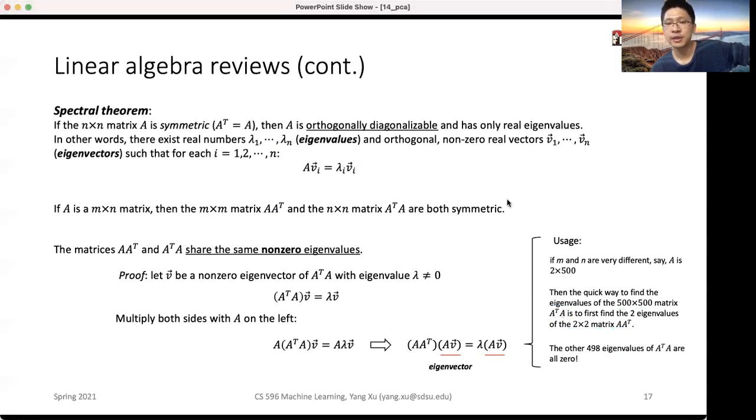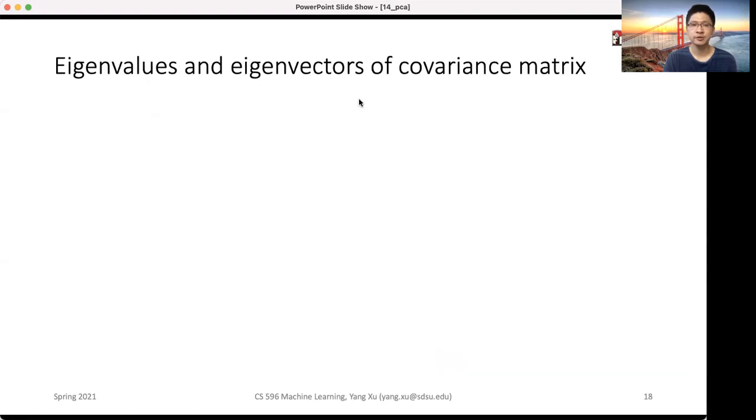Okay, and the non-zero eigenvalues are shared. Based on the spectral theorem, all the other 498 eigenvalues for A transpose times A are zeros. Okay, so that is an interesting and useful theorem we can use in computing eigenvalues and eigenvectors.